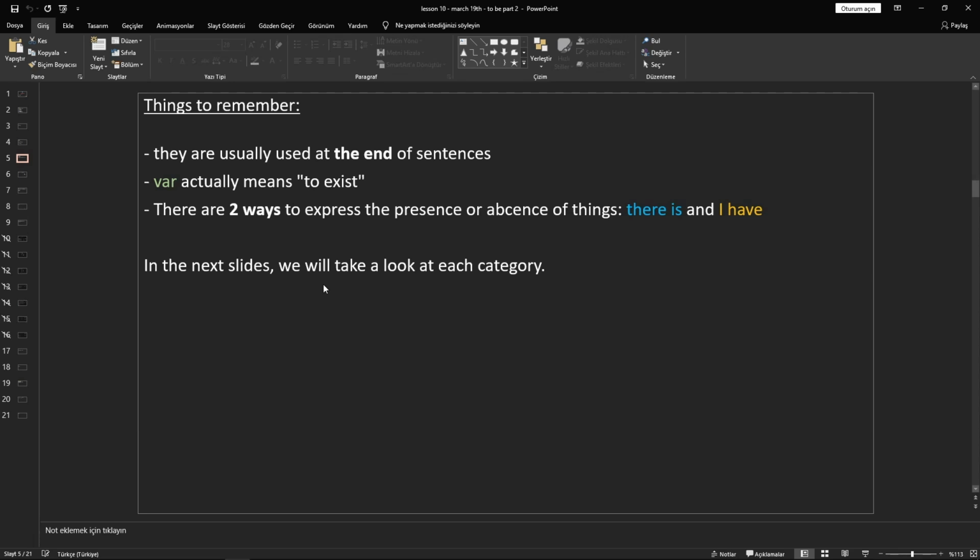There are two ways to express the presence or absence of things. I put them in two categories: there is and I have. So we will be focusing on how to say sentences with there is or there is not, and I have or I don't have. So let's go.